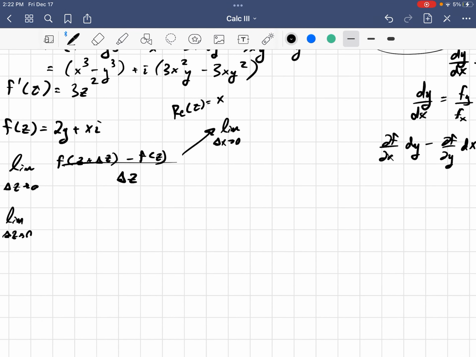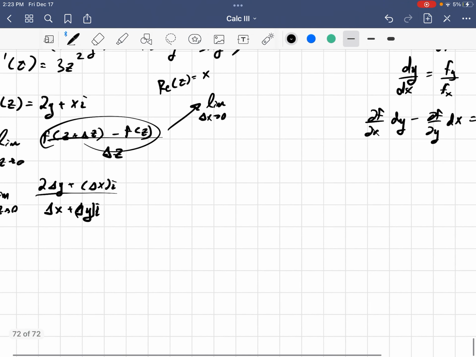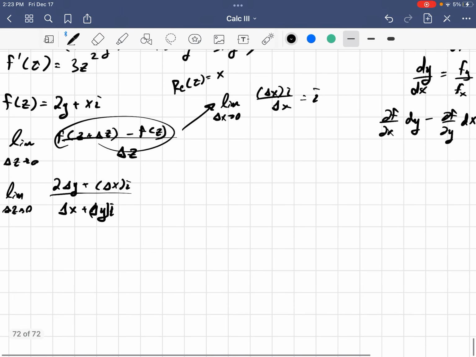As delta z goes to 0, f of z plus delta z minus f of z, that's 2 delta y plus delta x i, over delta z, which is delta x plus delta y i. Now, if we approach purely along the real axis, then any delta y stuff goes away because we're not on the imaginary axis. And so we just get delta x i over delta x, which gives us i in that case.